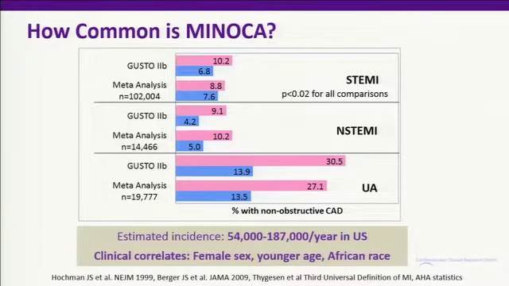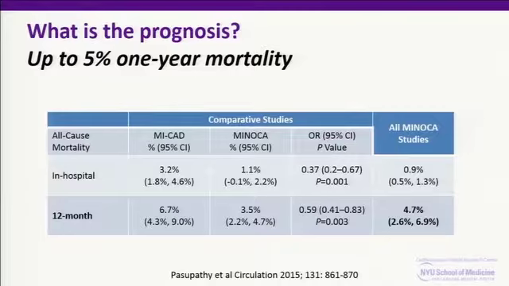Using the AHA statistics and these ranges of prevalence, we estimate that there are somewhere between 54,000 and 187,000 cases of MINOCA per year in the United States. And the clinical correlates are female sex, younger age, and African race. Now, what's the prognosis? I'm not signing up to have MINOCA tomorrow because the 12-month mortality is up to 5%. The prognosis is better than in MI with obstructive coronary artery disease, but it is not great.